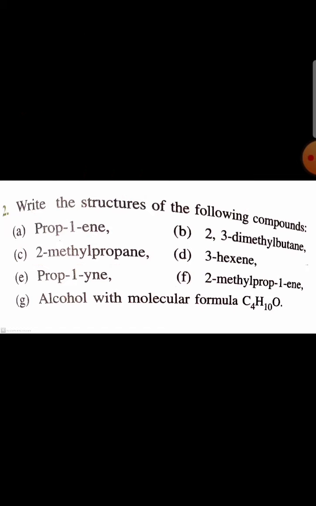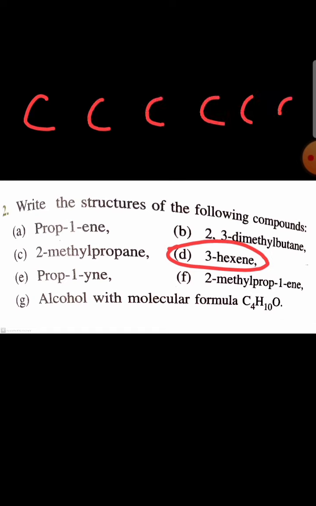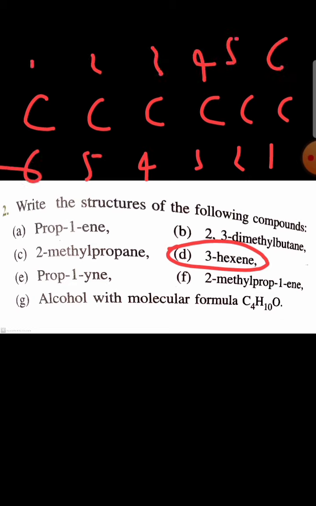Then we have 3-hexene. Hex means 6 carbon atoms. So 6 carbon atoms we are going to write, 1 2 3 4 5 6. 3-hexene, at the third carbon atom. You can give numbering either from the right side or the left side, 1 2 3 4 5 6, or 1 2 3 4 5 6. Any one way you can give the numbering. So we are going to prefer the first case for the numbering. This I am going to erase.